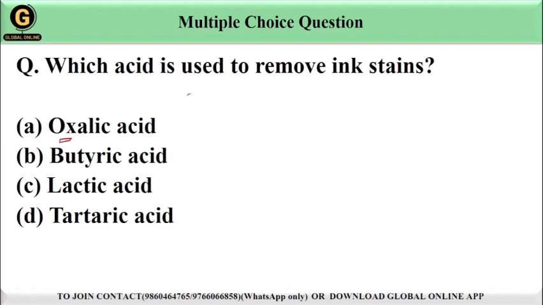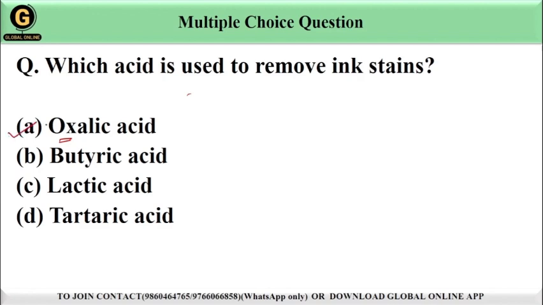Oxalic acid is found in various cleaning products because it can effectively remove stains from surfaces, including ink stains on clothes. However, it should be handled carefully.